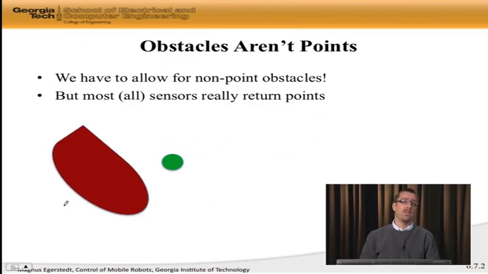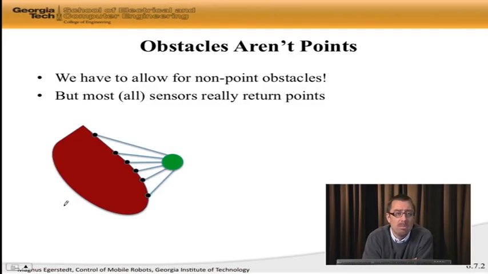Well, let's start with obstacles that aren't points. Green ball is the robot. Red thingy is the obstacle. It's not a point. Now, the first thing to note is that almost all actual sensors really return points, point clouds in some form. Laser scanners, infrared, ultrasonic sensors, all of them measure distances to things in certain directions. So here are the points that I'm actually detecting on this obstacle.